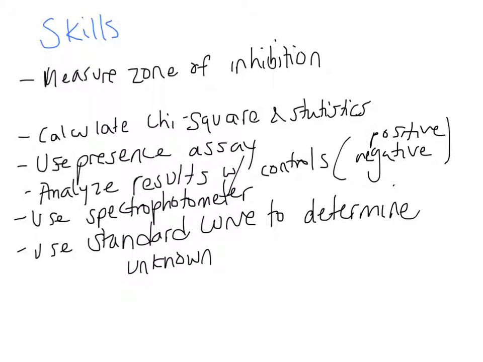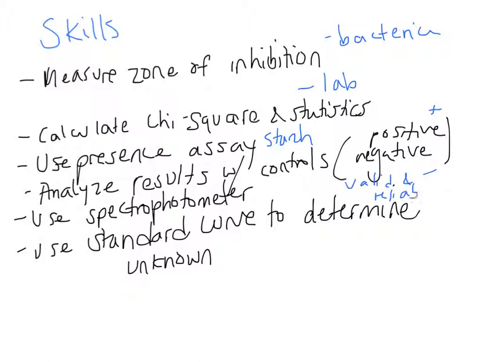In terms of skills that you need to know for this unit, I talked a little bit earlier about measuring the zone of inhibition in terms of bacteria, calculating chi-square, and this was just basically having to do with kind of lab effectiveness, using a presence assay. So this was the whole thing with starch and iodide. Analyzing results with controls, both positive and negative. How do you know if your results are valid and reliable?